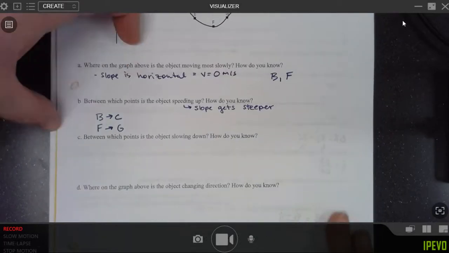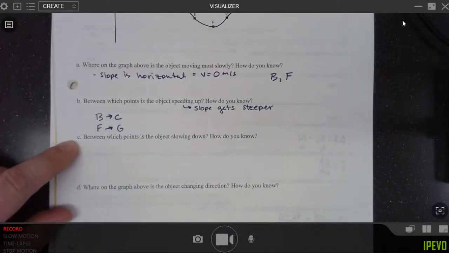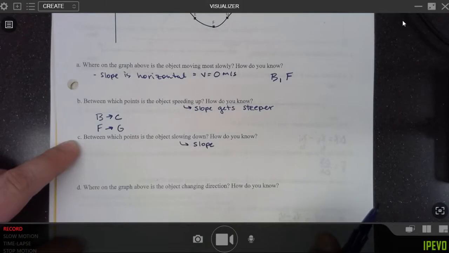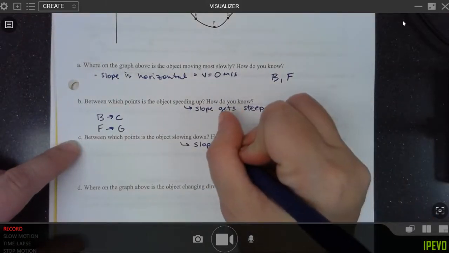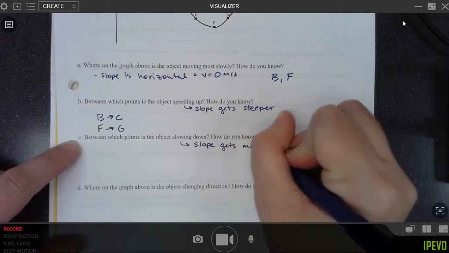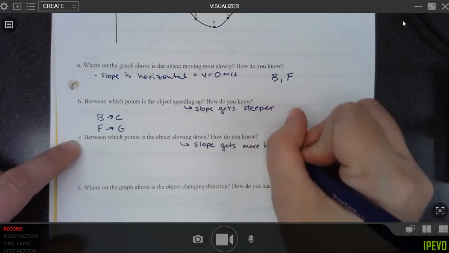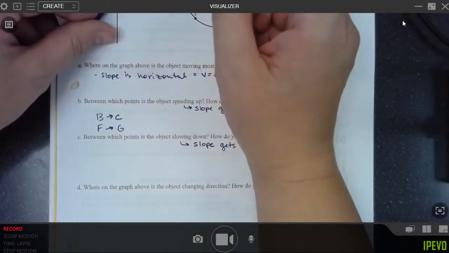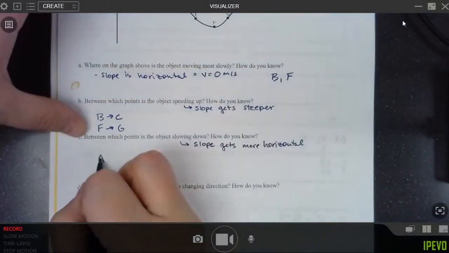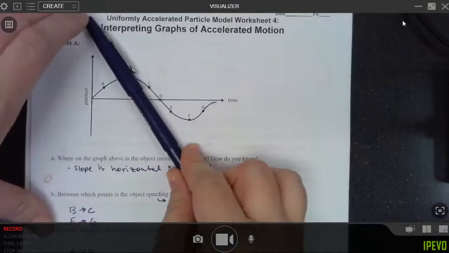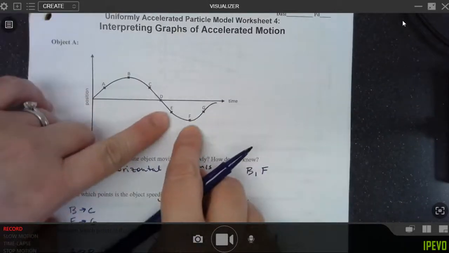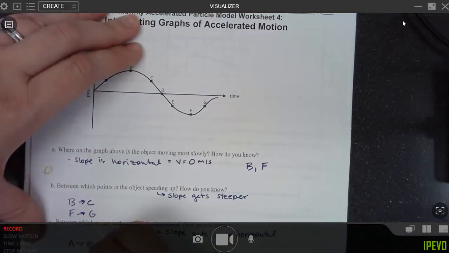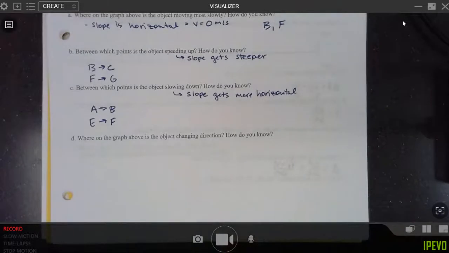Okay. Between which points is the object slowing down? So this is where the slope gets more horizontal. I don't know. Is that the easiest way to say that? I'm not sure if there's a mathier term. Maybe more level. I don't know. I think horizontal is clearer. So it gets more horizontal. The places where that's happening, like we said a minute ago, is where we're going from A to B. A to B. And then it flattens out between E and F. So we start kind of steep, and then we get flatter. So E to F. How are we doing so far? Good? Yeah, you guys are getting this.